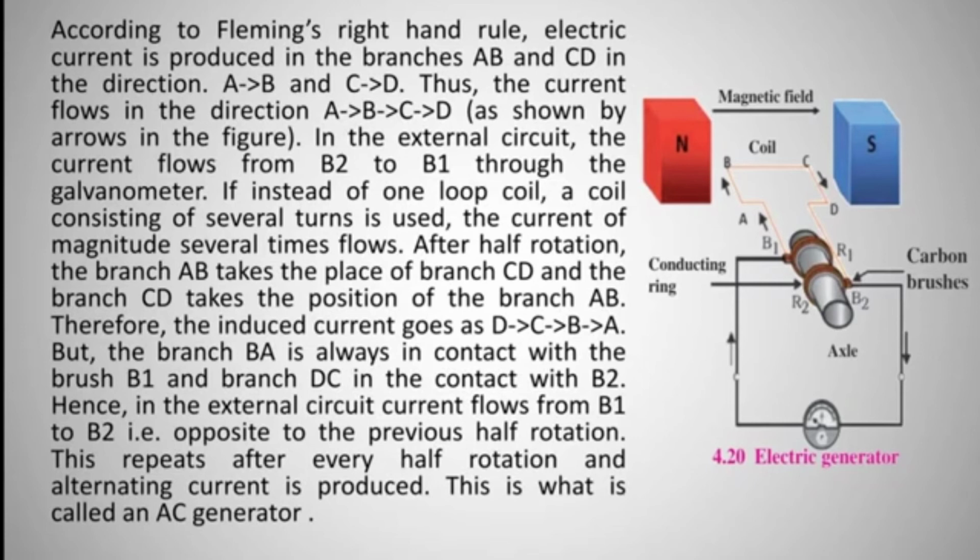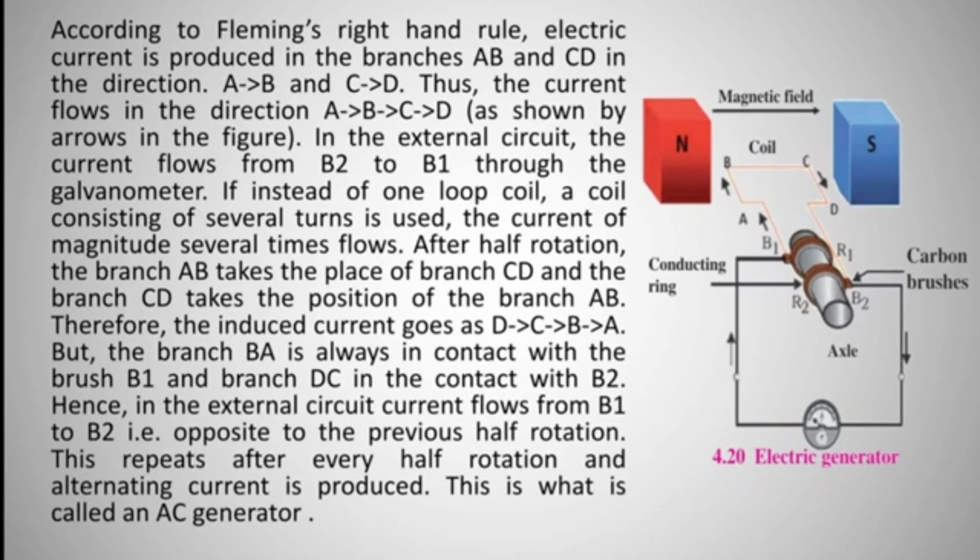But the branch BA is always in contact with the brush B1 and branch DC is in contact with brush B2. Hence, in the external circuit, current flows from B1 to B2. That is, opposite to the previous half rotation. This repeats after every half rotation and alternating current is produced. This is what is called an AC generator.